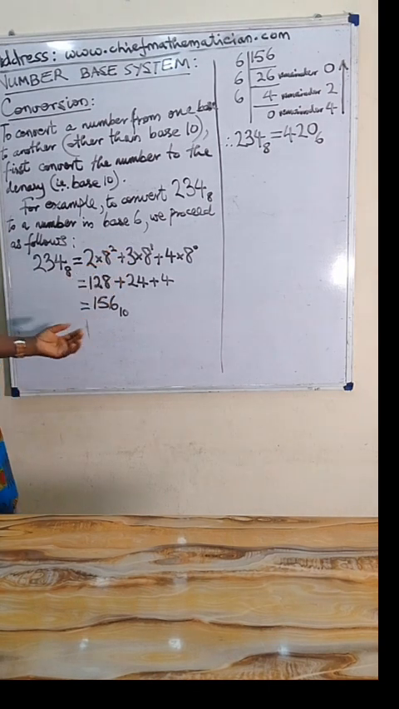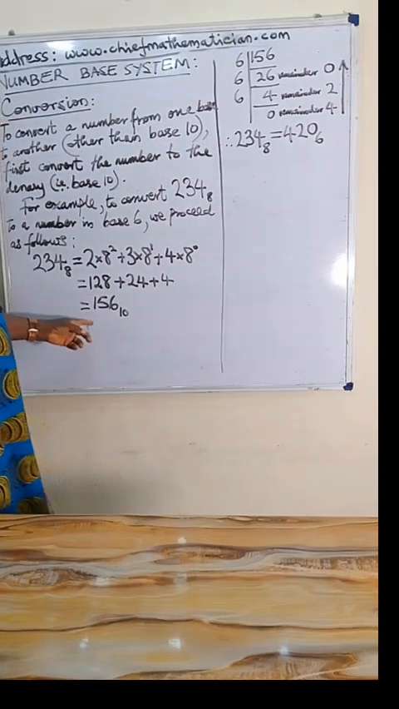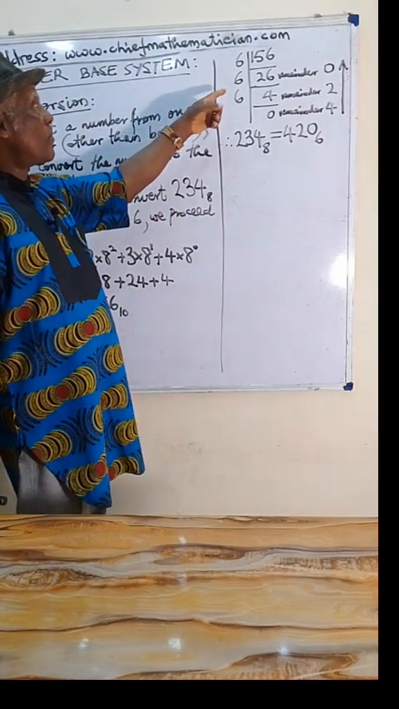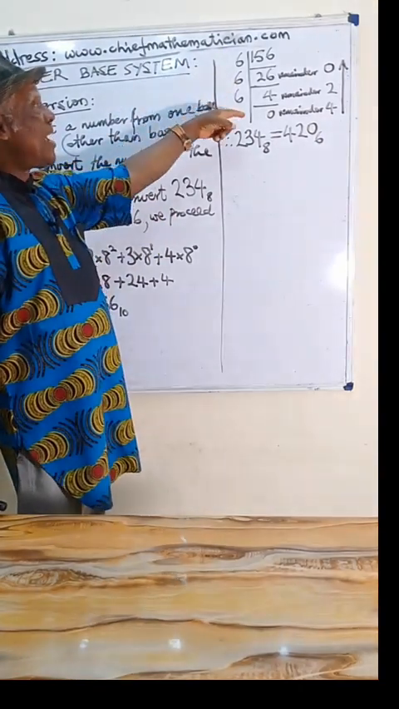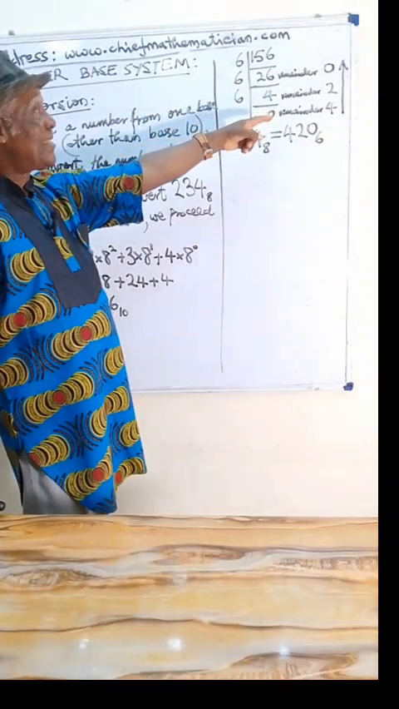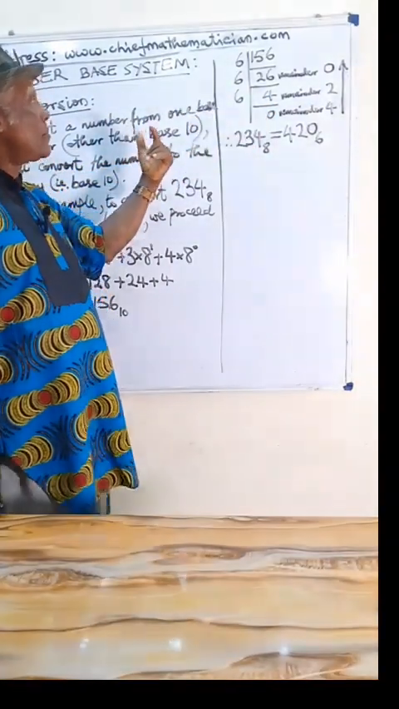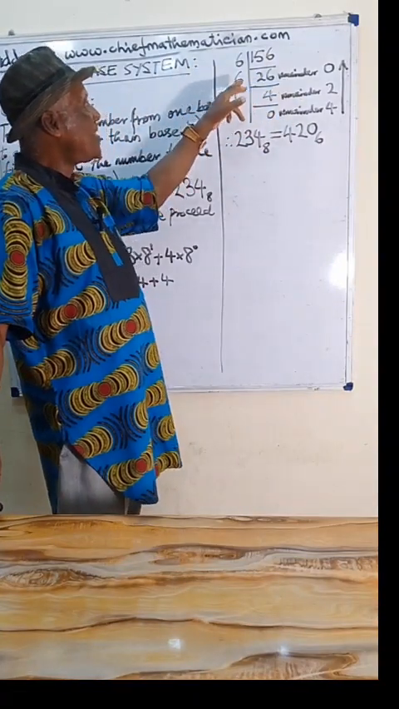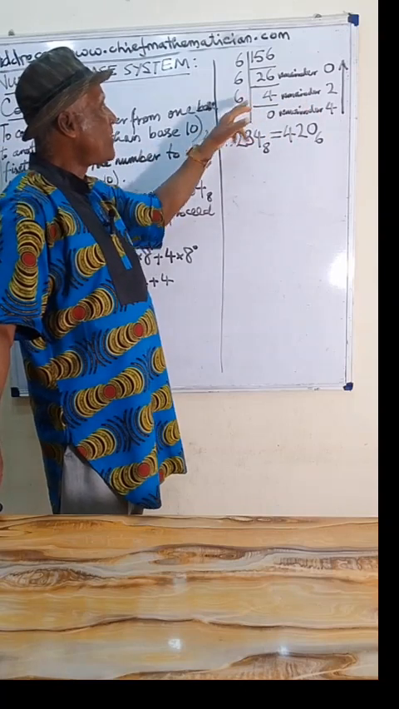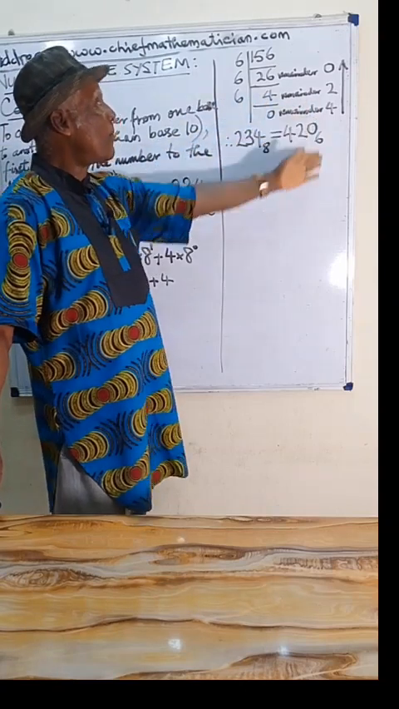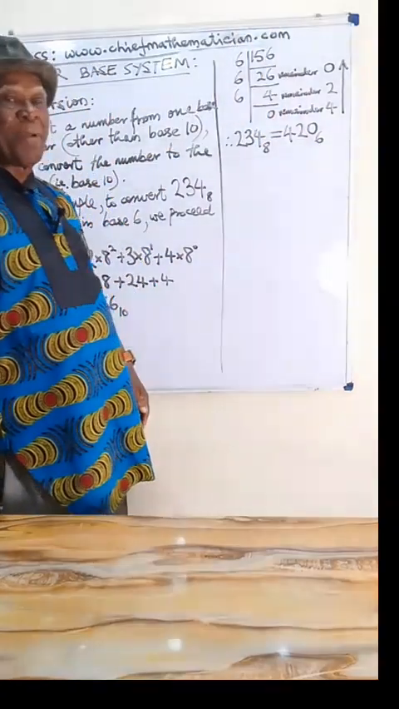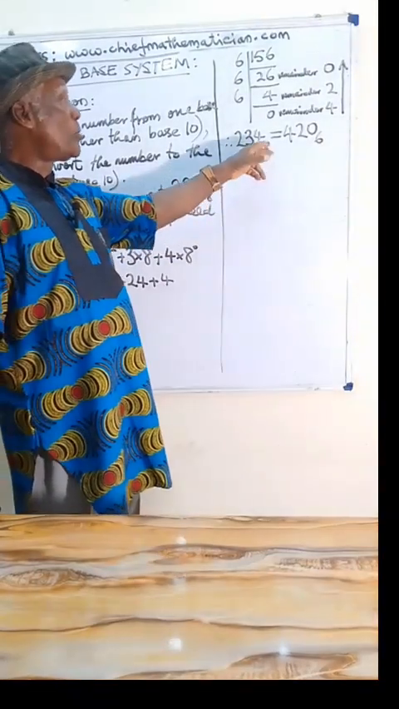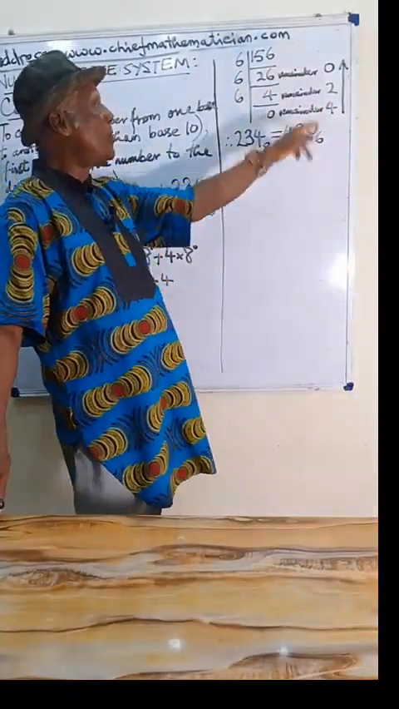Now, we go ahead to convert that number in base 10 to a number in base 6 by dividing that number by 6 and arranging the remainders like we have just done. 6 divides 156 to give you 26 remainder 0. 6 divides 26 to give you 4 remainder 2. 6 divides 4 to give you 0 remainder 4. You arrange the remainders upwards. So 234 in base 8 is equal to 420 in base 6.